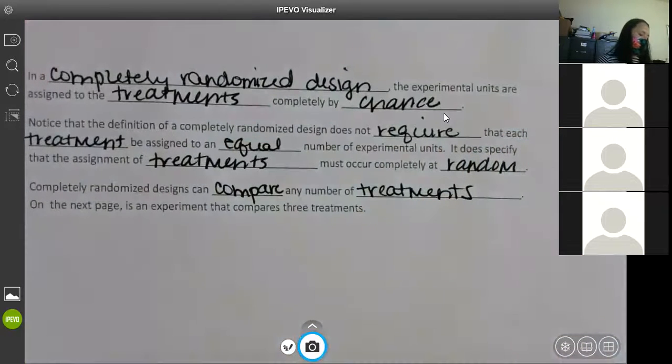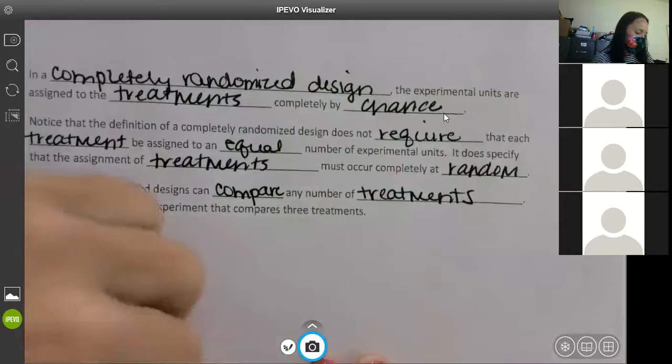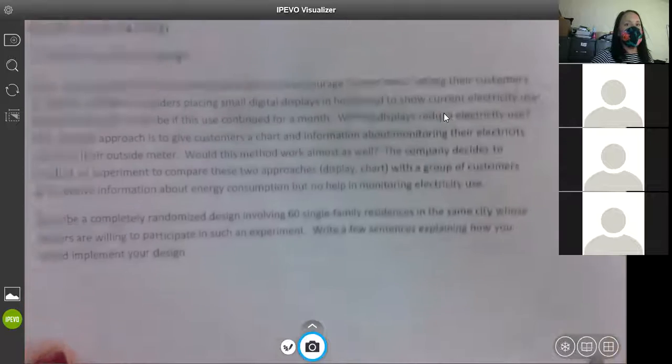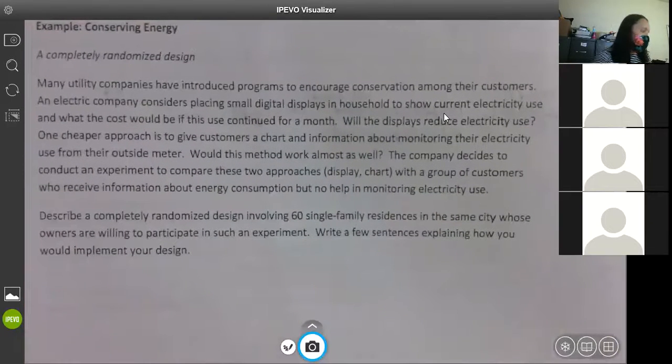On the next page is an experiment that compares 3 treatments. All right, this and check your understanding. We're done. I think I'm going to leave you to do the check your understanding and we'll go over it tomorrow, most likely. All right, completely randomized design. The check your understanding looks just like this, okay?